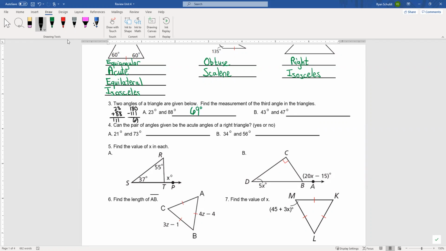Now for B we've got to add together 43 plus 47, which gets us 90. And then subtract that from 180, and again we end up with 90. So this third angle has to be 90 degrees.